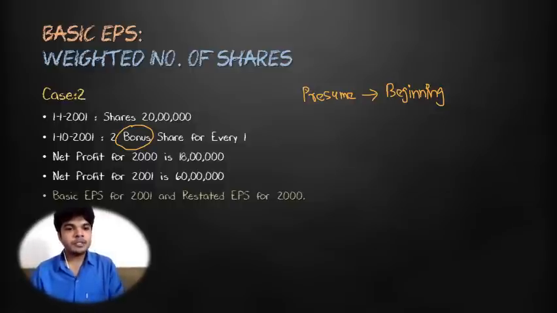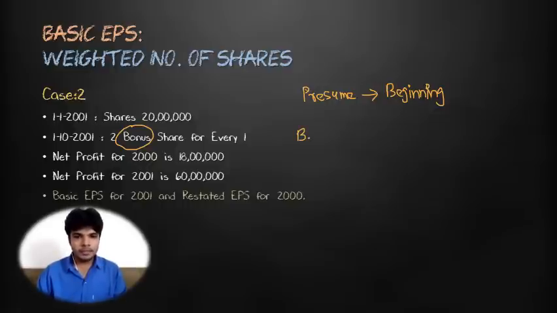On 1/1/2001 the shares outstanding were 20 lakhs. On 1/10/2011, a bonus is issued for every one share. There are two bonus shares. Net profit for 2000 is 18 lakh and net profit for 2001 is 60 lakhs. We have to compute basic EPS for 2001 and restated EPS for 2000. Let us first compute the basic EPS for 2001.